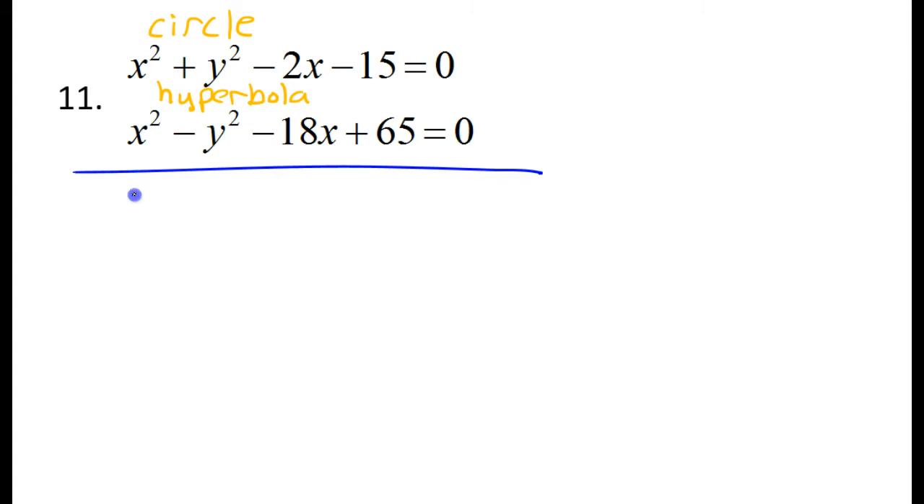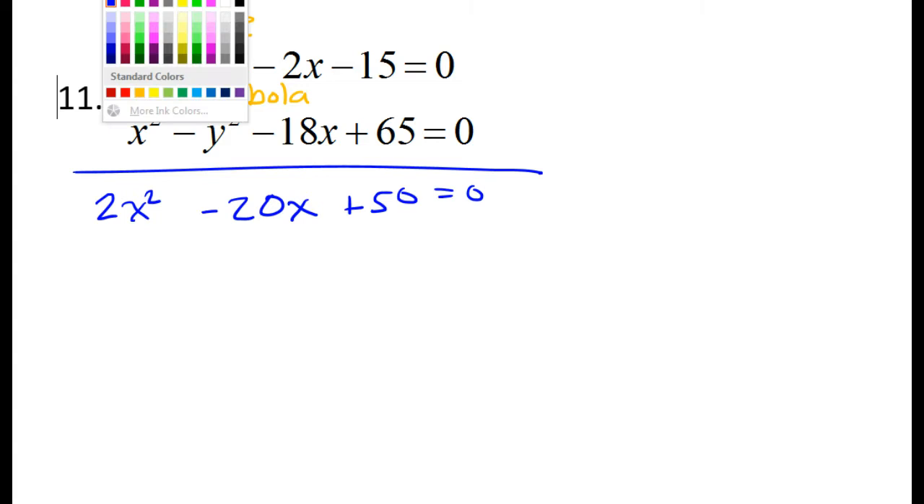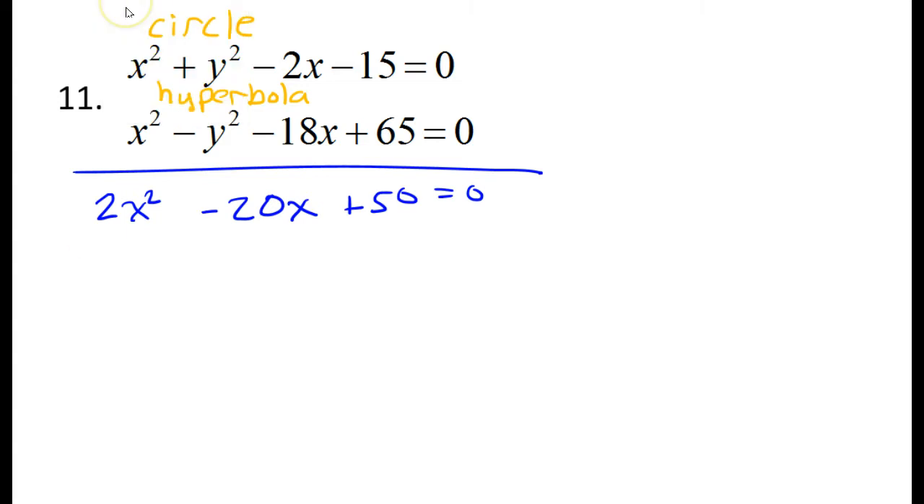So if I combine these, that's going to make 2x squared. These cancel out. If I combine these, I get negative 20x. If I combine these, I get positive 50 equals 0. I couldn't help but notice that all of these are divisible by 2. So let's go and divide everything by 2, to make the numbers smaller. Let's make life easier for ourselves.